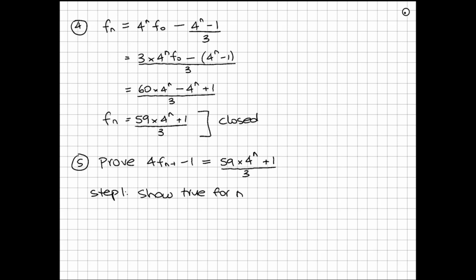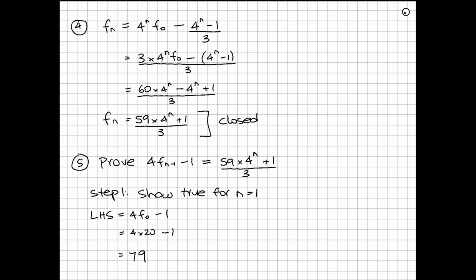So what we can do is just substitute 1 into the left-hand side and the right-hand side and see if we get the same number. The left-hand side would be equal to 4 times f of 1 minus 1, which is f of 0, minus 1. Remembering f of 0 is 20, that would be 4 times 20 minus 1. 4 times 20 is 80, so that gives us 79.